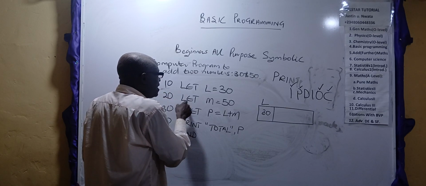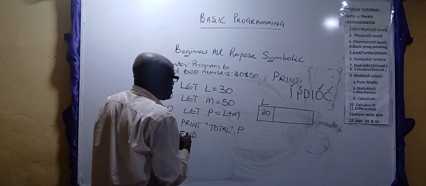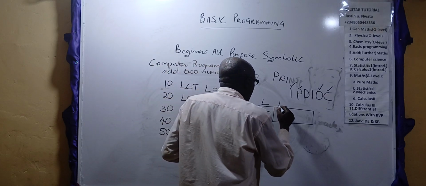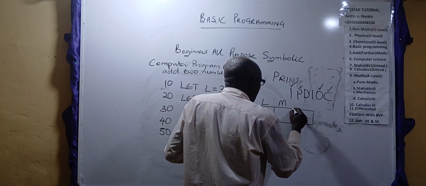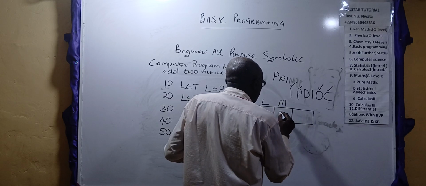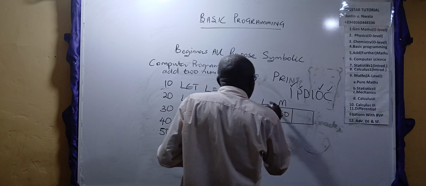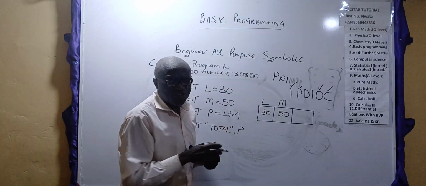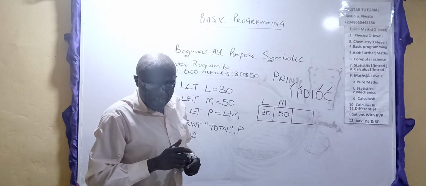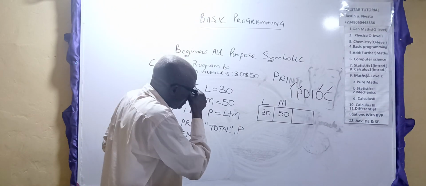Now if you go to 20, on 20 it says let M equals this. You write M and put 50 inside it. This L, M, they are what you call location addresses.